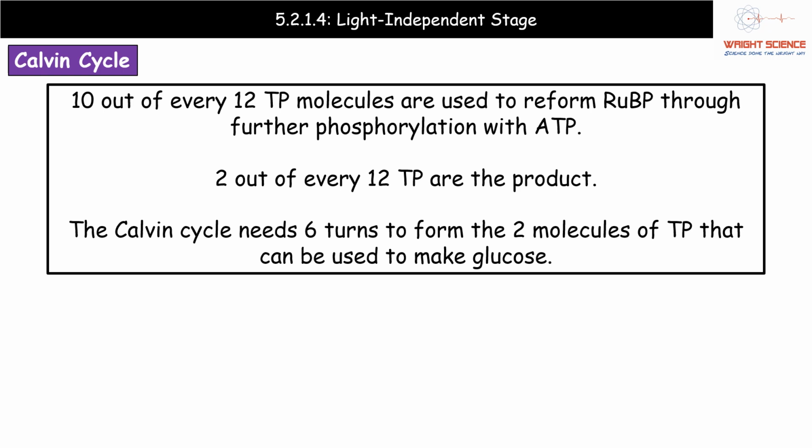So what we actually find is, in order to make glucose, which is obviously the other end product of photosynthesis, we're going to need to go around the Calvin cycle 6 times to form the 2 molecules of TP that we are then going to use to make the glucose there.